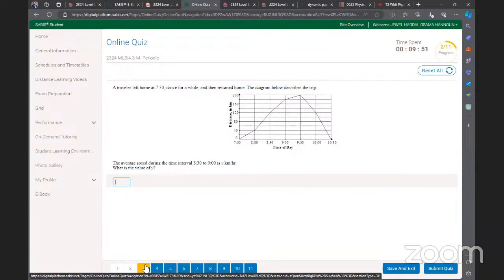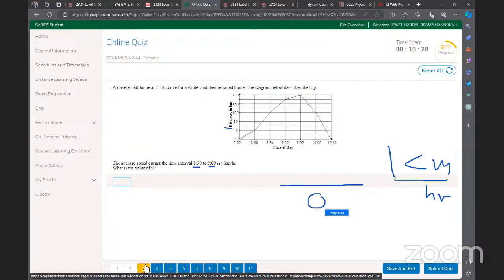Okay, the average velocity. First of all, we have to make sure that this y-axis is about distance, in order to get the average velocity. That means you will get the slope. The average speed during the time interval 8:30 to 9, in kilometers per hour. So you have to take distance minus distance in kilometers over time minus time, converted into hours. From 8:30 to 9, it will be 0.5 hours. This is the difference in time.